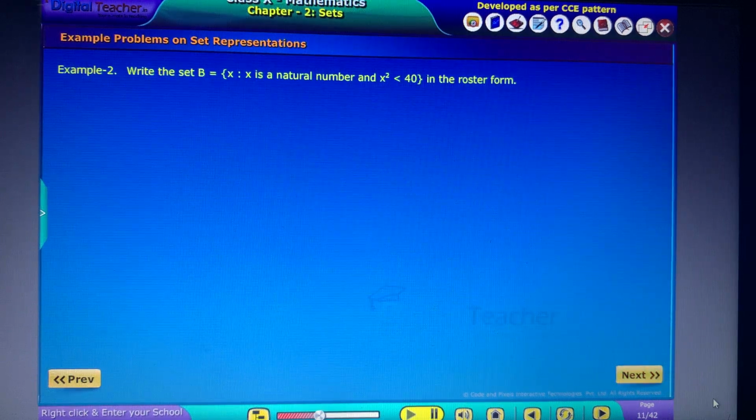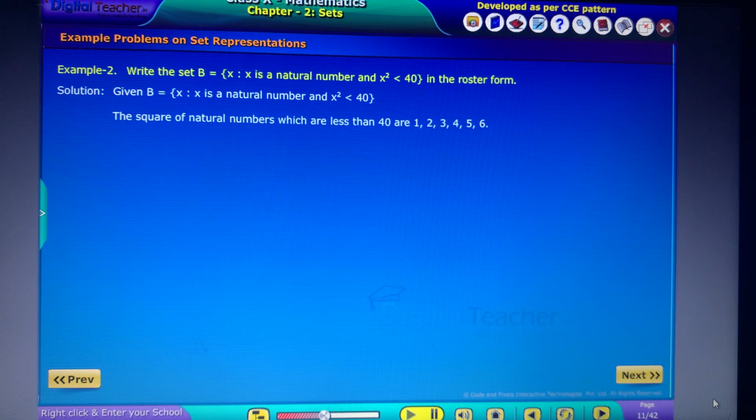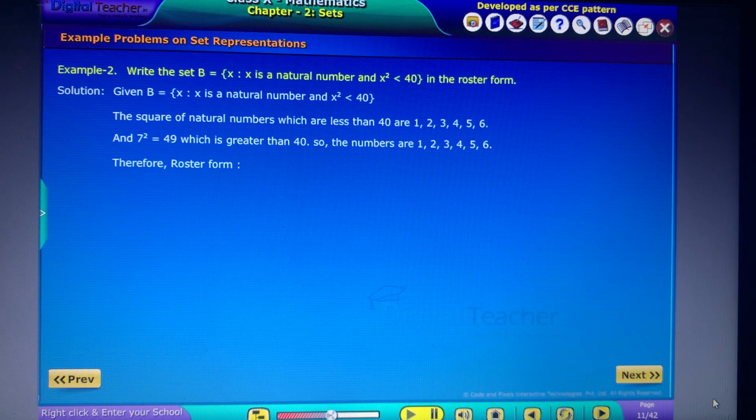Example 2. Write the set B shown on screen in the roster form. Solution. Given B is shown. The square of natural numbers which are less than 40 are as shown. And 7 square is equal to 49, which is greater than 40. So, the natural numbers are as shown. Therefore, in roster form, we can write as shown on screen.